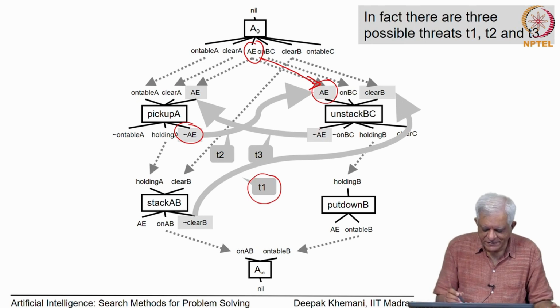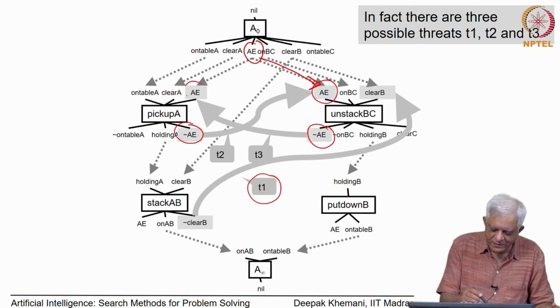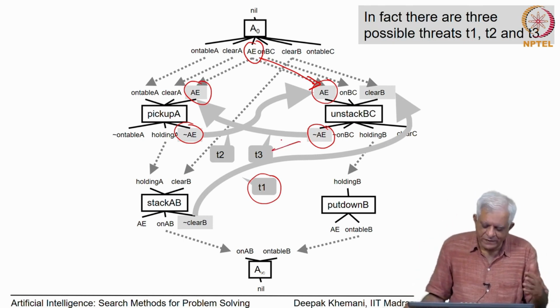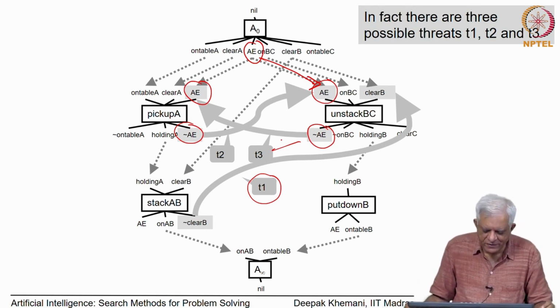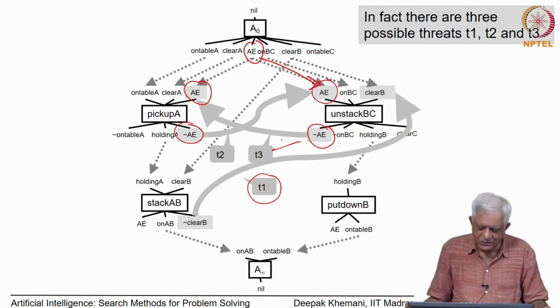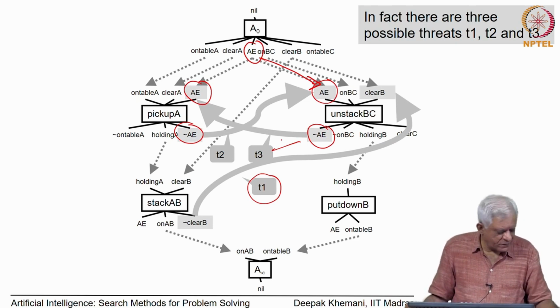And likewise, unstack BC is producing not arm empty, and that arm empty would have been consumed by pickup A. So, we have this third threat, which is T3 essentially. So, we have 3 threats and we can remove them one by one. Now, in this example there are no variables. We have not said unstack B from something. We could have said that, but it would not have affected our plan. We just took the liberty of choosing the action unstack B from C, because we could see that on BC was true in the start state. So, we can remove these threats one by one.